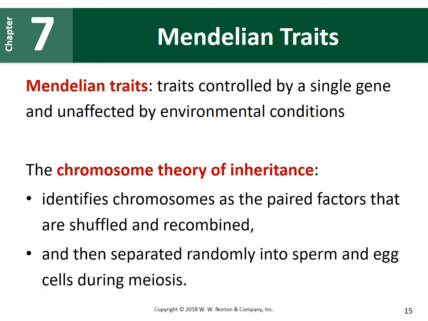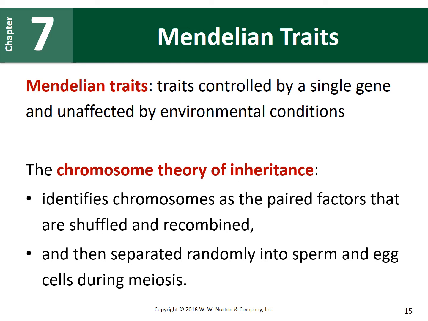So this goes into a theory called the chromosome theory of inheritance. And this is one theory that's really important for biology. We've seen another theory called the cell theory. This is another big theory that explains a lot of things that we see in biology, and we can use it to form predictions. So this chromosome theory of inheritance identifies chromosomes as the factors that are shuffled and recombined during meiosis.